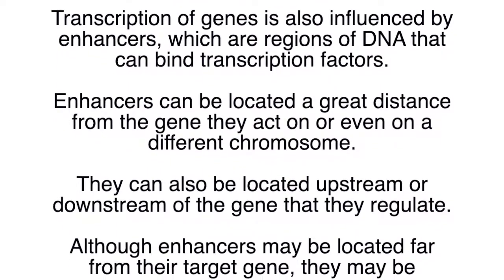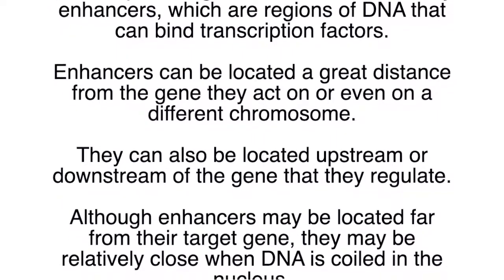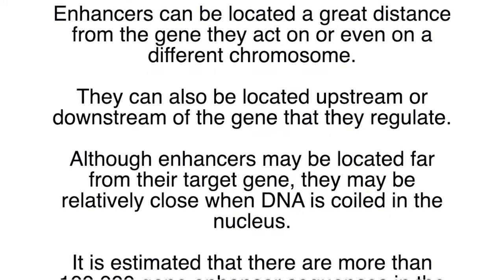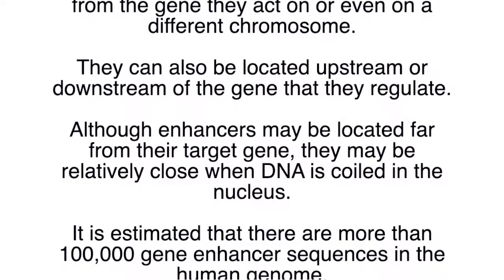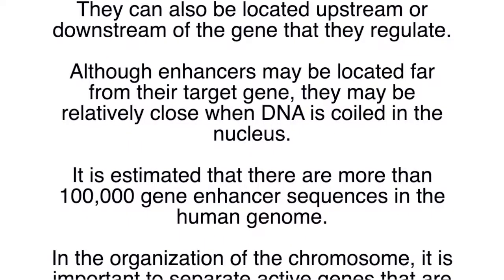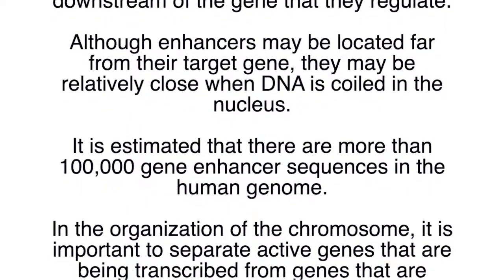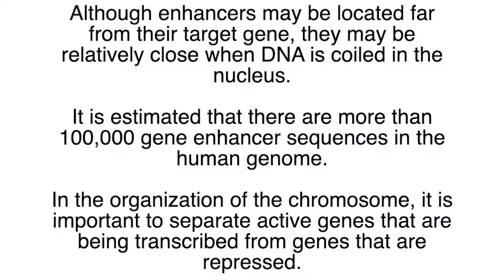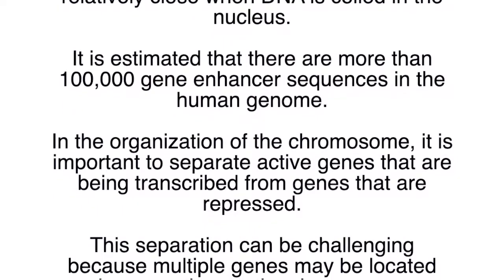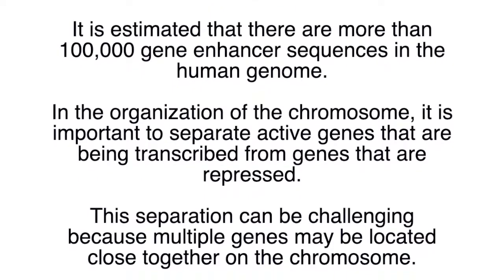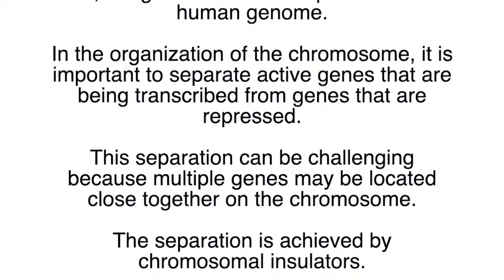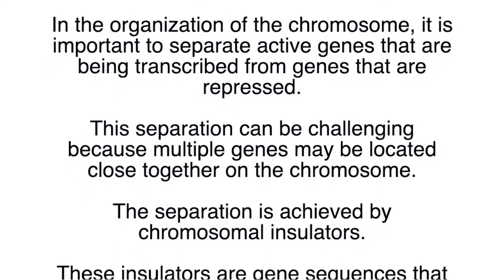Transcription of genes is also influenced by enhancers, which are regions of DNA that can bind transcription factors. Enhancers can be located at a great distance from the gene they act on, or even on a different chromosome. They can also be located upstream or downstream of the gene that they regulate. Although enhancers may be located far from their target gene, they may be relatively close when DNA is coiled in the nucleus. It is estimated that there are more than 100,000 gene enhancer sequences in the human genome.